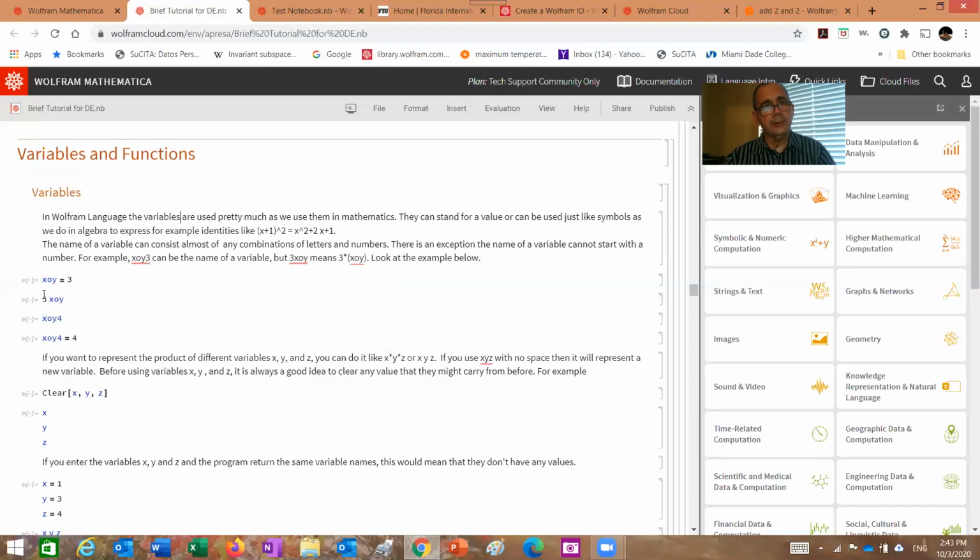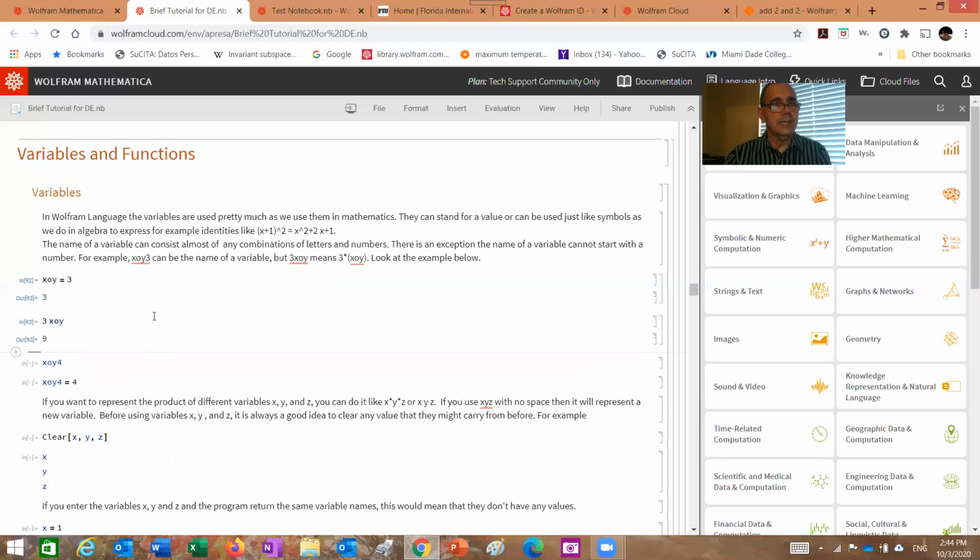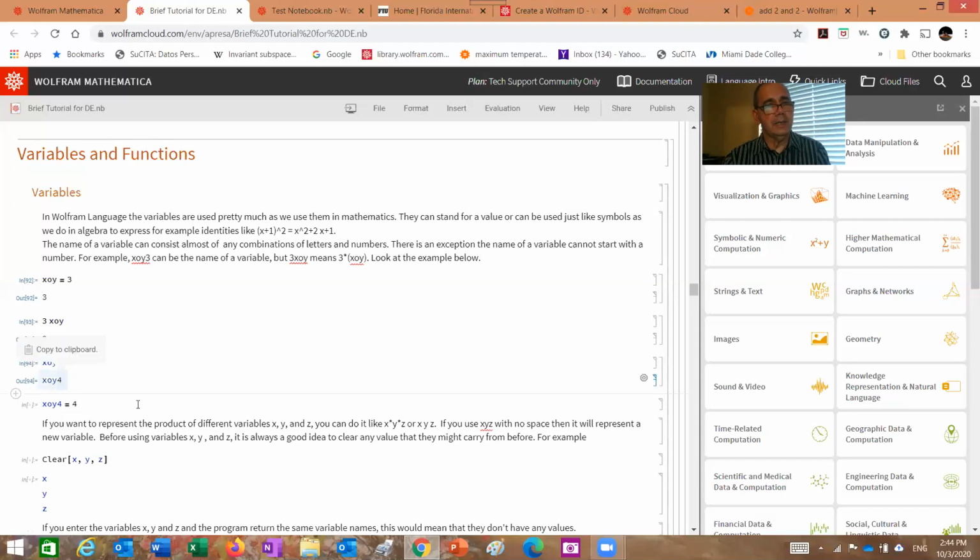And then let me show you an example here. Let's say if you make X or Y equal to 3, 3X or Y is what? Well, let's run these 2 inputs. When you press enter here, you get 3. When you press enter here, you get 3 times 3, which is 9. If you have something like this, it is just the name of a variable.